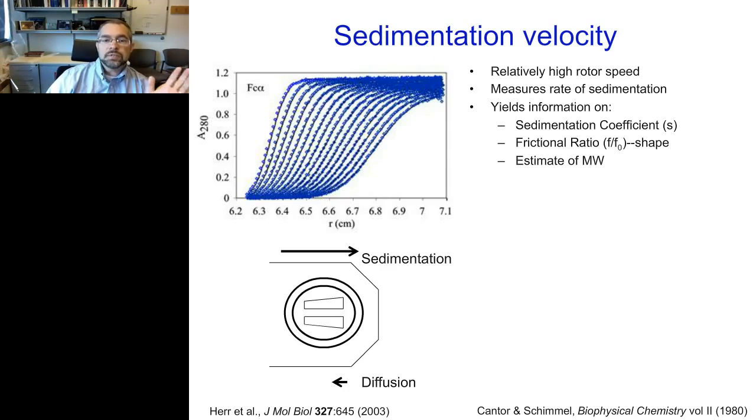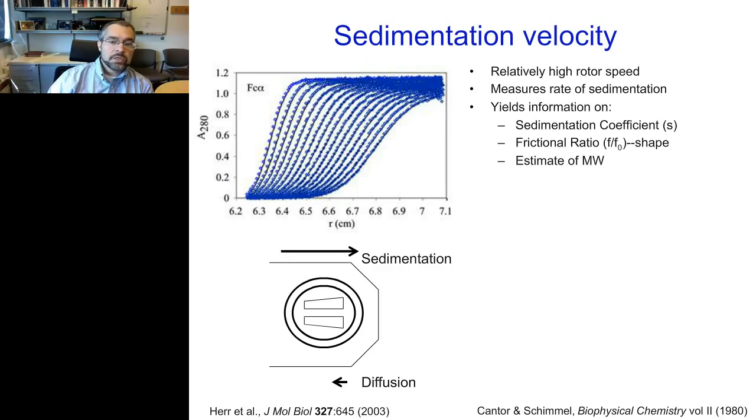So the sedimentation velocity experiment is one of the two types of approaches that we can use in the analytical ultracentrifuge. In general, the characteristics of this analytical approach are that we use a relatively high rotor speed, and we're actually throwing the protein outward through centrifugal force, and we're measuring the rate of sedimentation of our protein or other macromolecule.